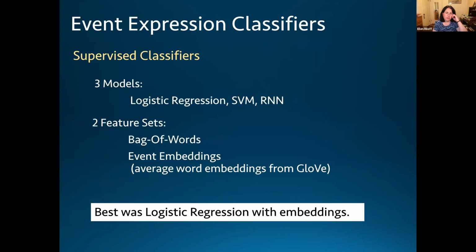So for the supervised classifiers, we tried a whole bunch of experiments. Again, logistic regression, SVMs, recurrent neural net. We tried both bag of word features and event embeddings, again, using GloVe a couple of years ago. And the best performer was logistic regression with word embeddings. So that's what we use for the rest of this talk.